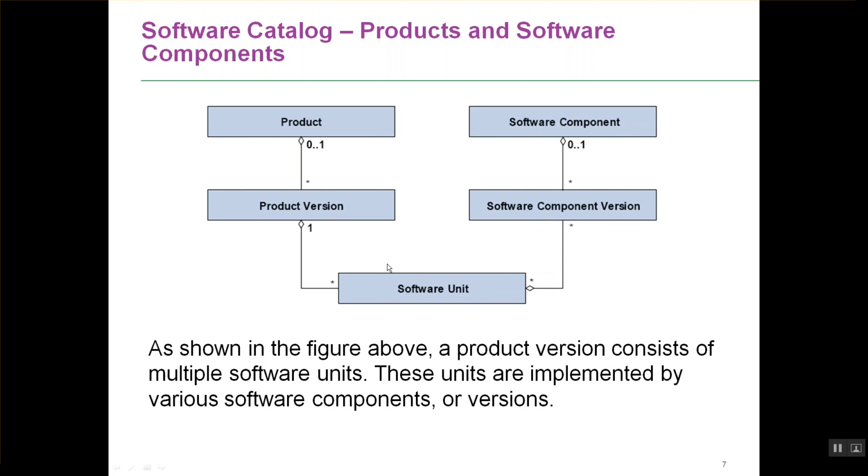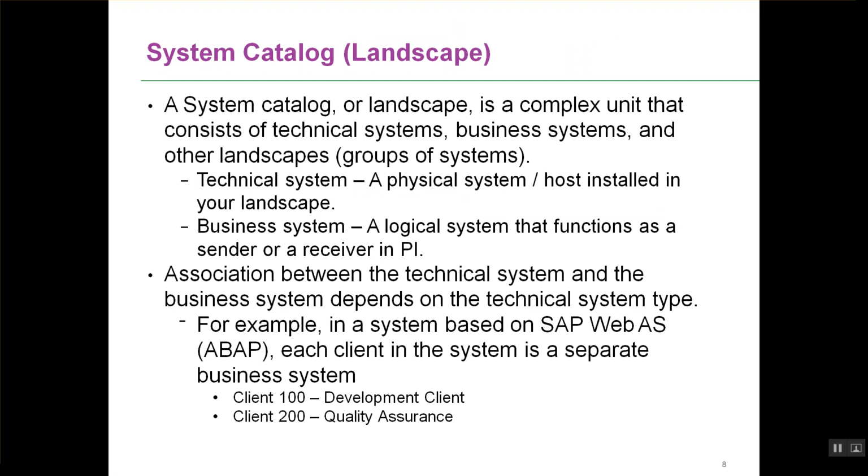Okay. With that, we will move on to the next theoretical information that is essential from an SLD perspective. What is a system catalog? A system catalog is nothing but what are all the systems in a landscape. So this is going to provide you with the physical information in a landscape.